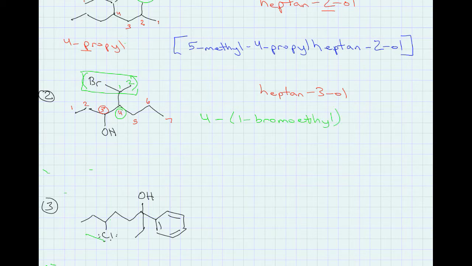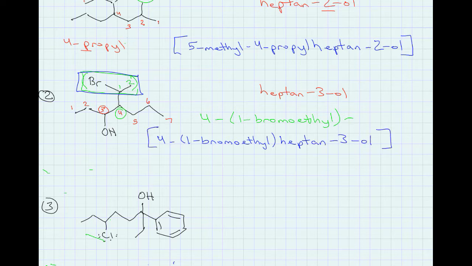1-bromoethyl dash. If we put all these things together, we get the name of our compound, which is 4-(1-bromoethyl). Again, the brackets indicate that we're talking about this group here that's branched off. So 4-(1-bromoethyl), let me close that bracket, heptan-3-ol. So we were able to name that one pretty quickly. Let's take a look at the next one.